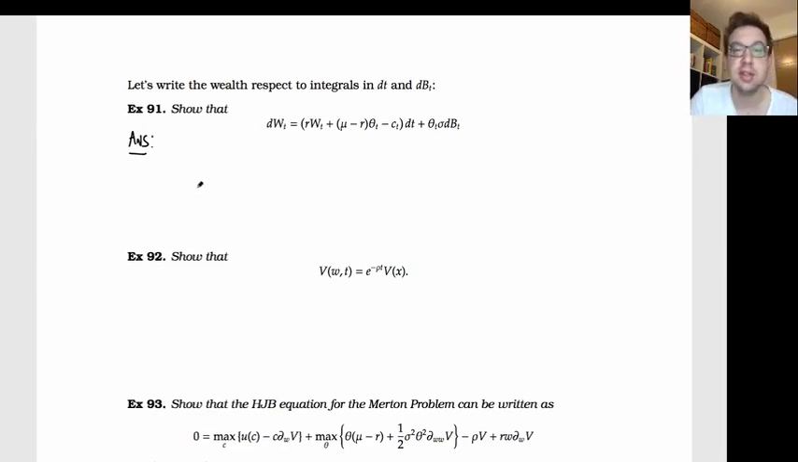This is essentially just looking at the definitions. So note that we had dW_t is equal to the wealth that we have in the bank. So that's the total wealth that we have minus the money that we have in the stock.